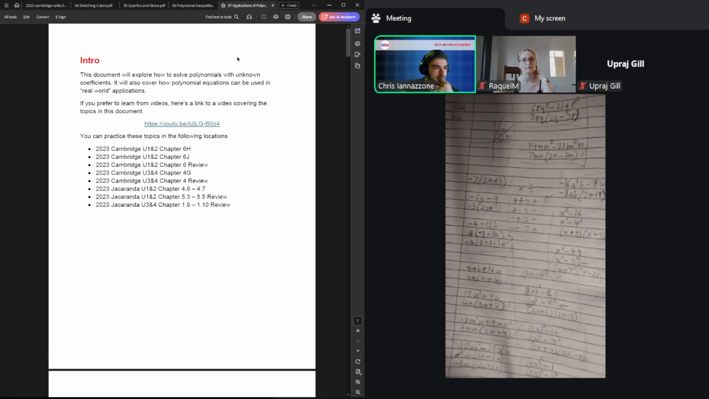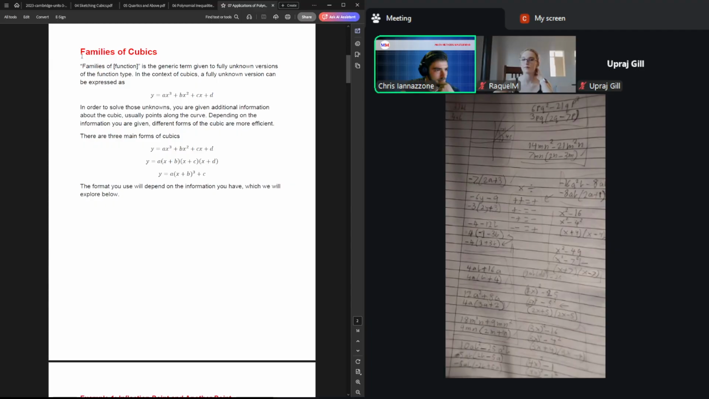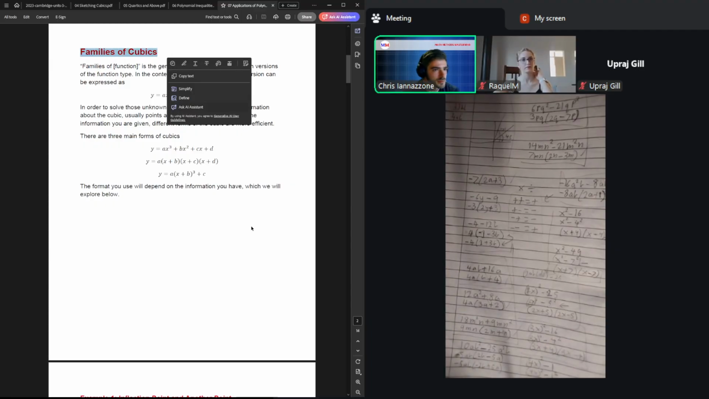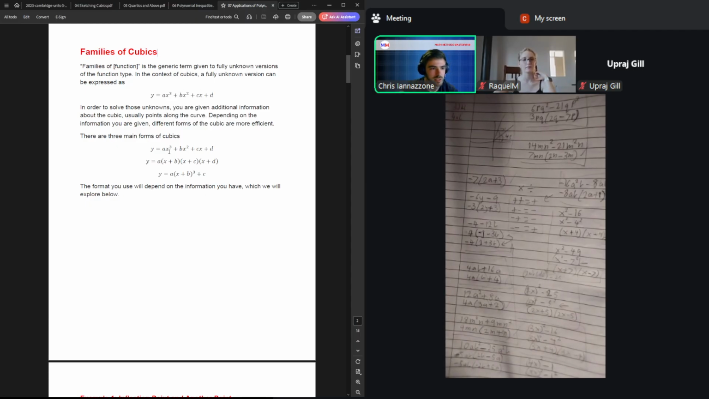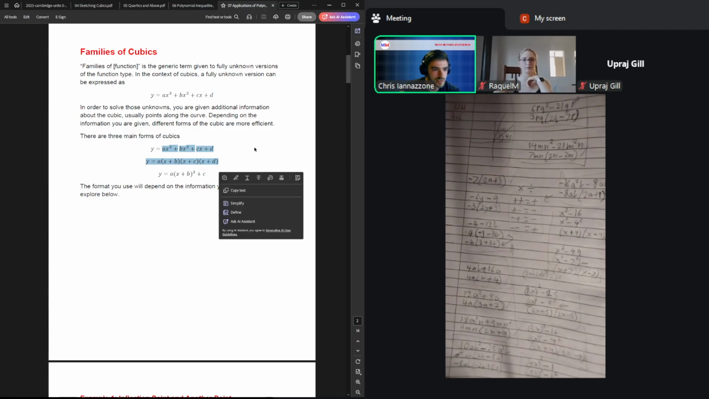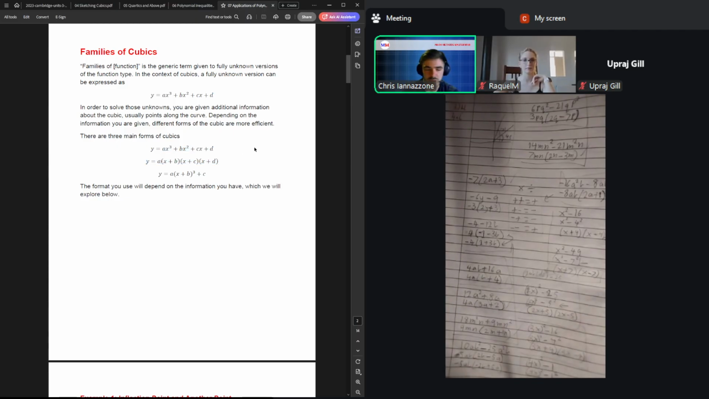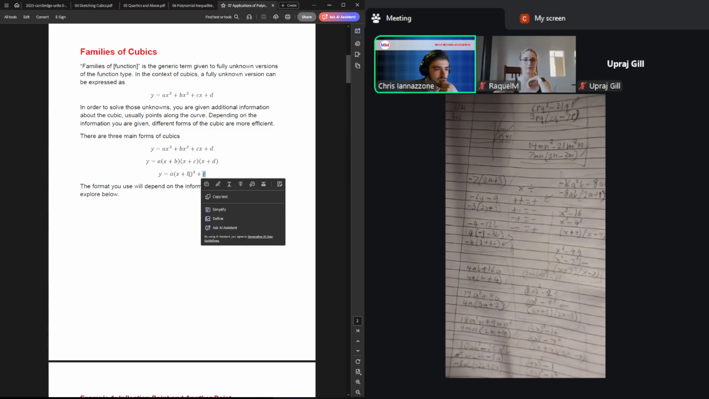Okay. And lastly is the application. This is a fairly content-heavy class. Okay, so the first type of application you'll get are the families of function style questions. This is where you have a fully generic polynomial function, whatever type of function you have, and your goal is to figure out what all the coefficients are.